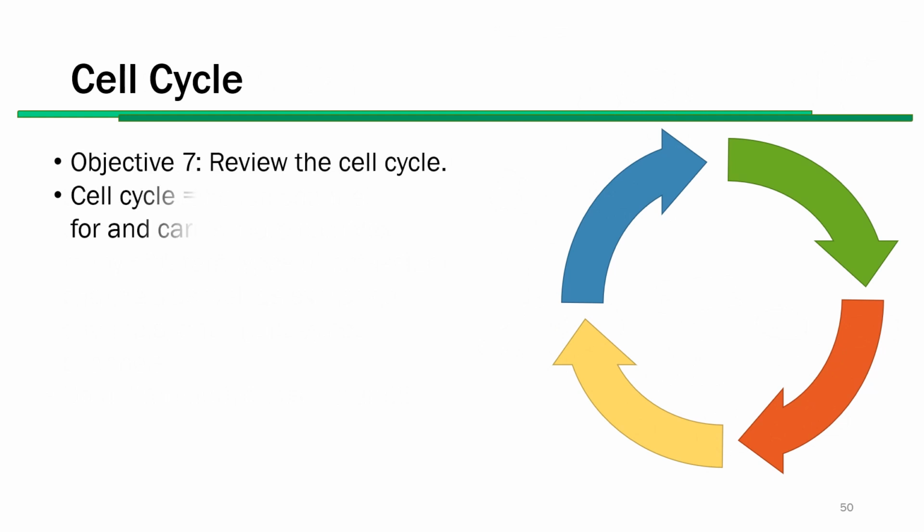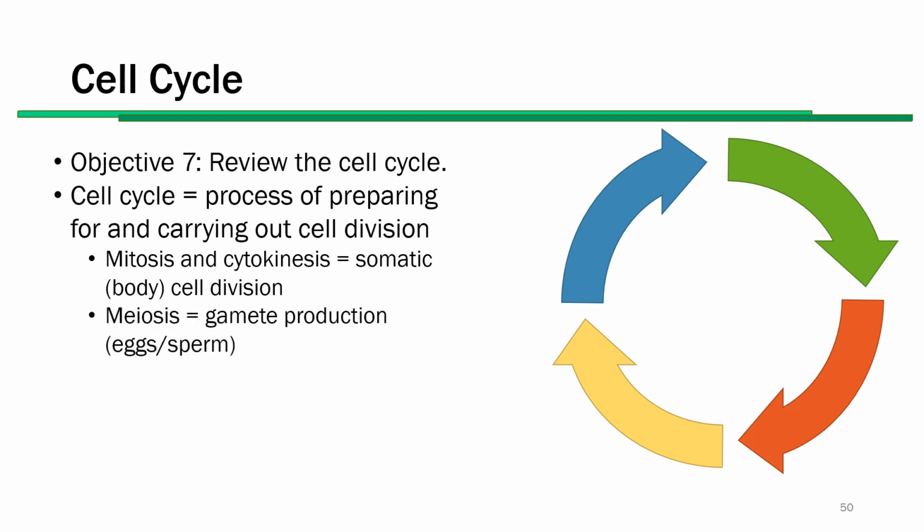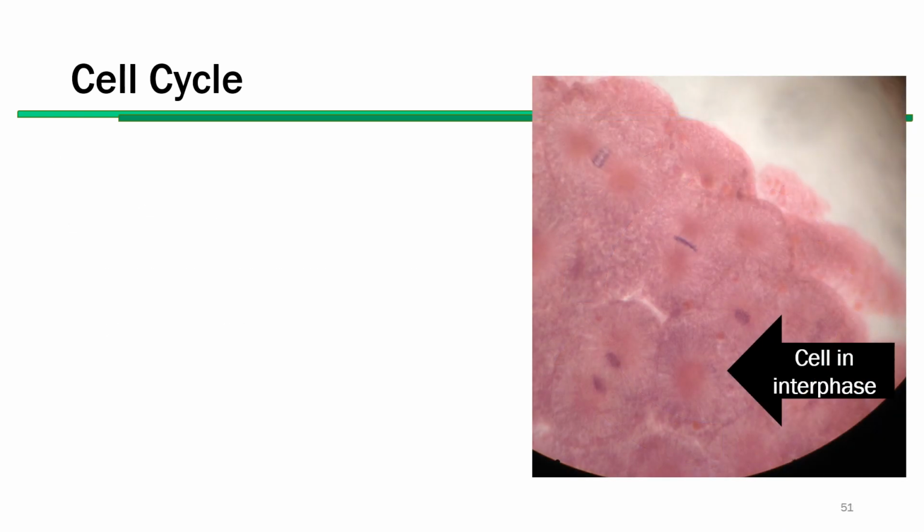Objective 7, review the cell cycle. Cell cycle is the process of preparing for and carrying out cell division. It includes both mitosis and cytokinesis, which is somatic or body cell division, and meiosis, which is gamete production of eggs and sperm. We'll talk about just the mitosis part in this little bit, and then we'll talk about meiosis later, not in this chapter.